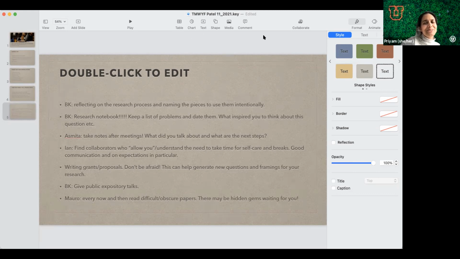Also, it makes you less scared to read hard papers, because otherwise I get so like, oh, do I have to spend another hour on a page of this? This is terrible.